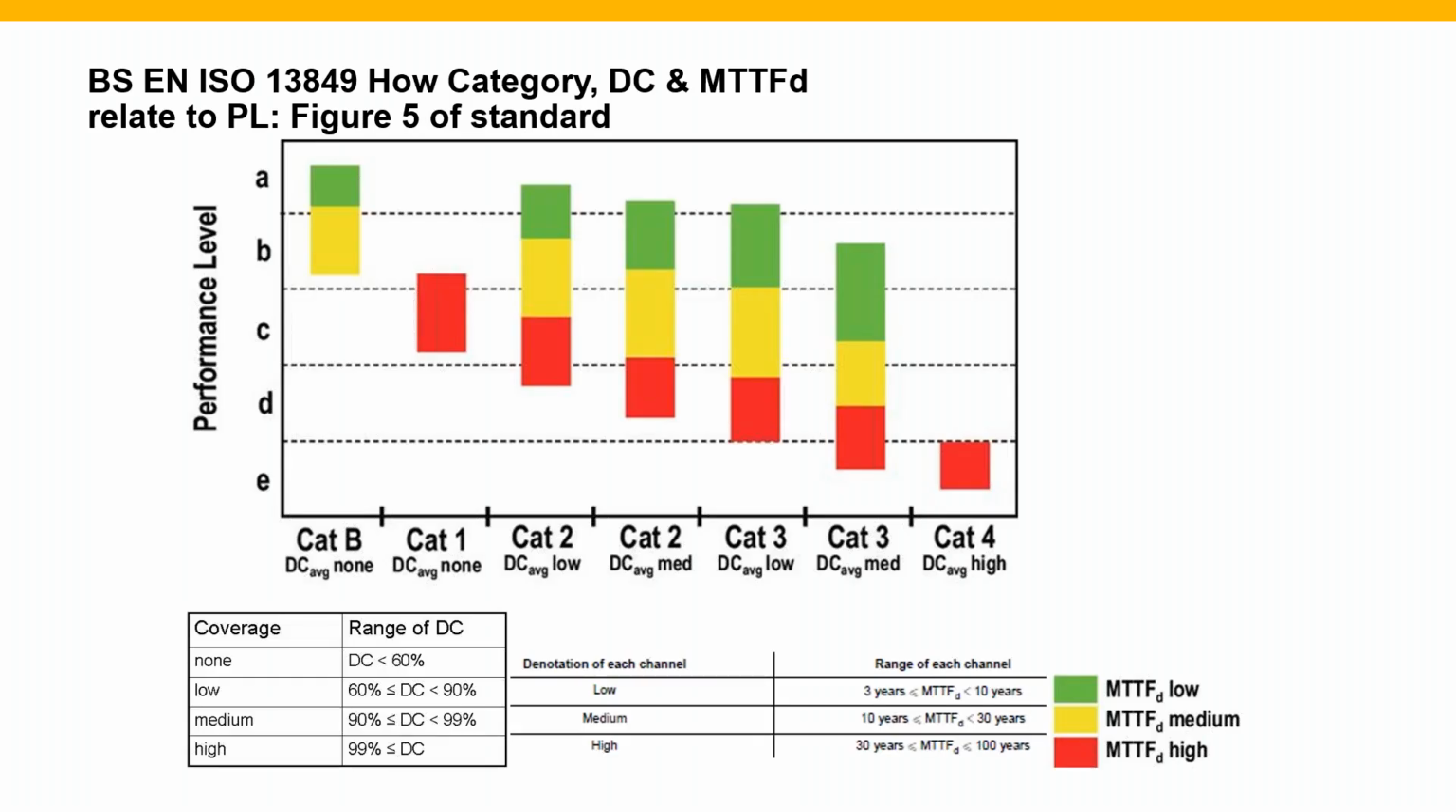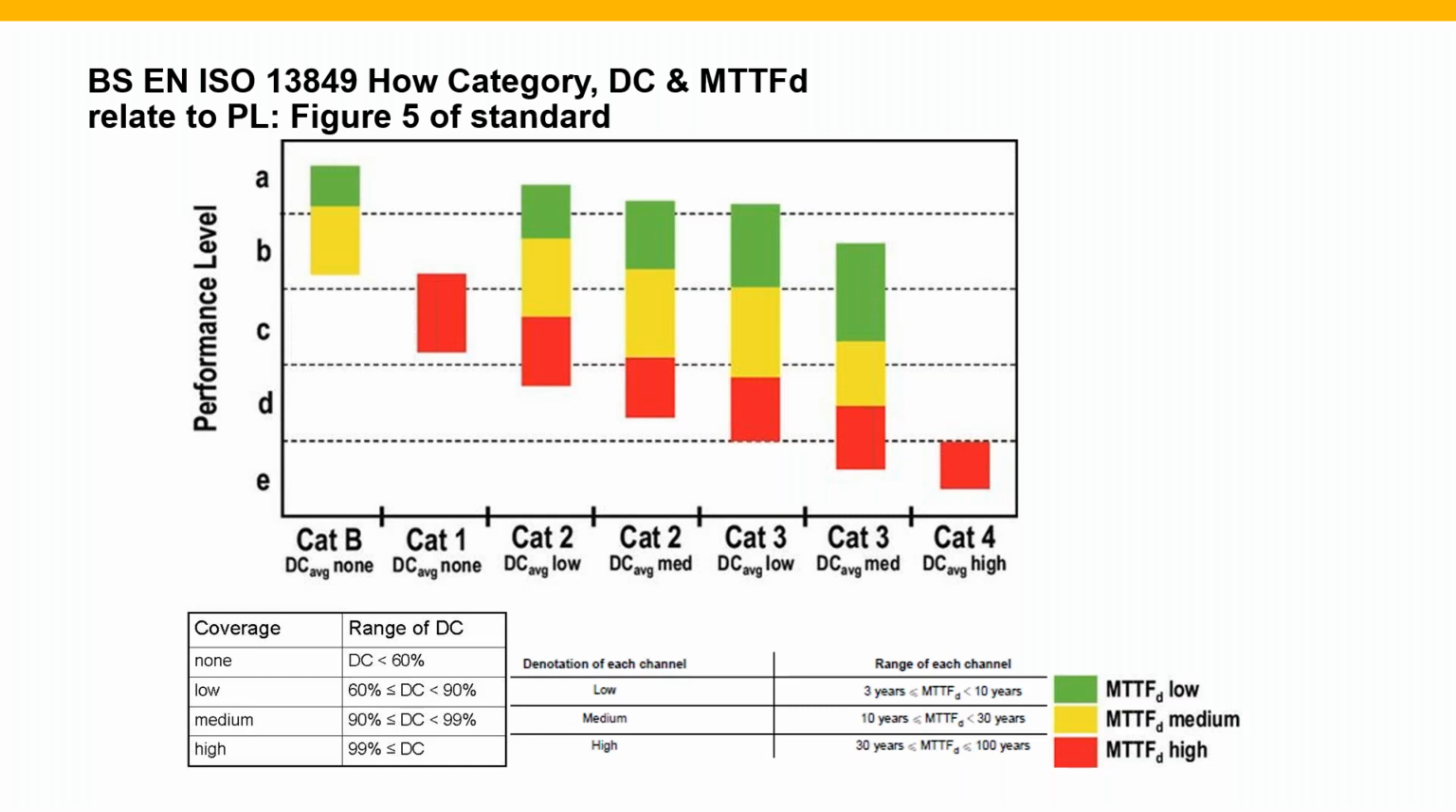So the performance level is determined by the category level and the DC, which is why they're all interlinked. Our mean time to dangerous failure, MTTFD, is low, being green, medium being yellow, and high being red. And this chart is intended mainly for designers to evaluate how they could achieve the desired performance level. It's not intended to verify which performance level has been achieved.